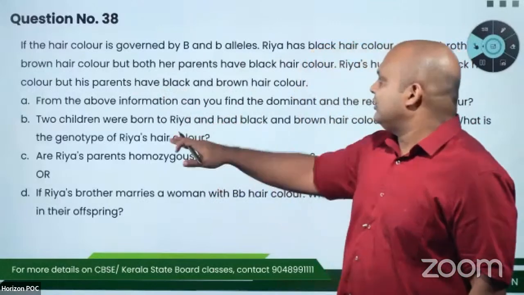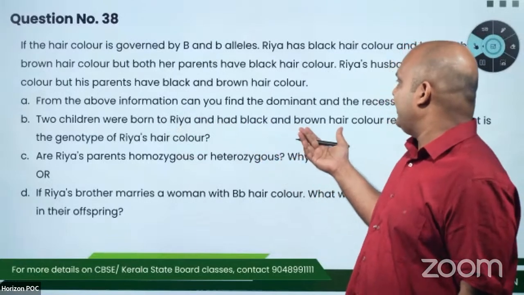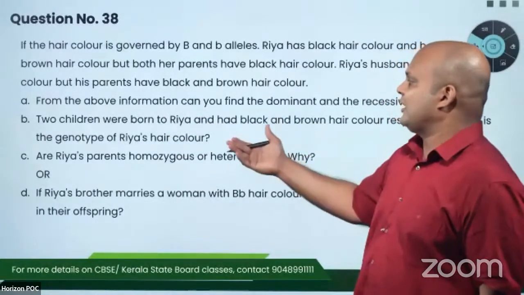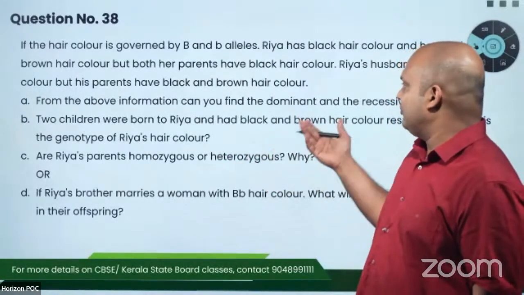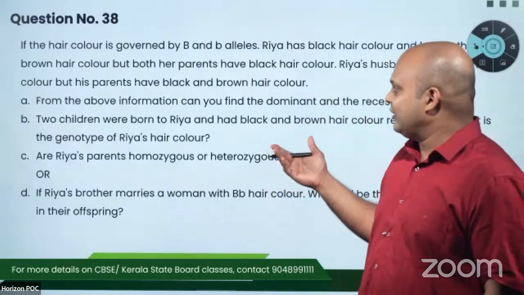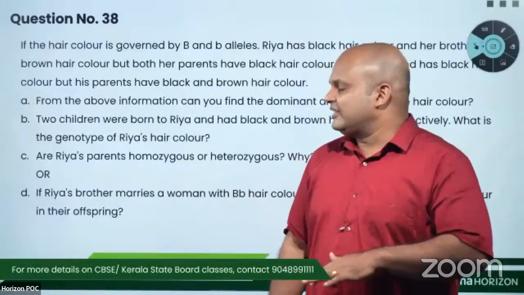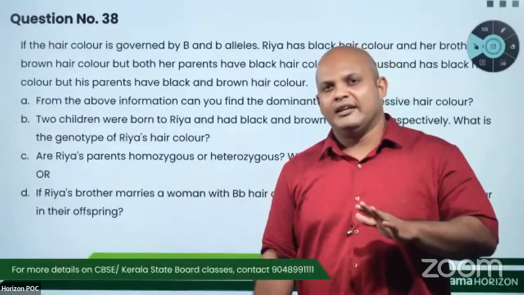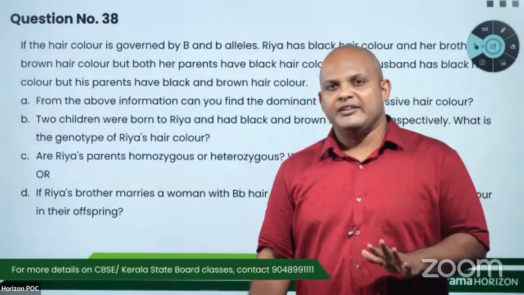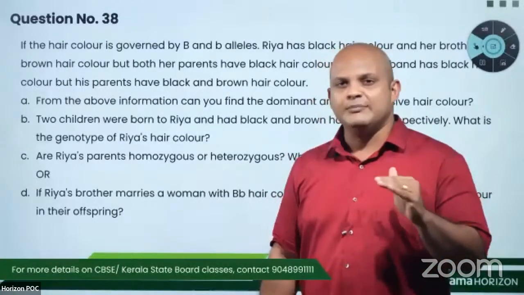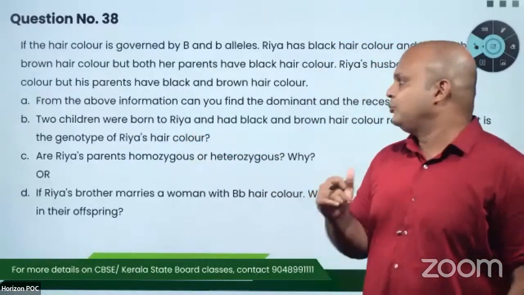On the other hand, what they have also asked here is, two children were born to Ria and had black and brown hair color respectively. What is the genotype of Ria's hair color? So Ria clearly has the potential to have brown-haired children. This can only happen if Ria herself carries a recessive gene for brown hair. Because let's say Ria did not have a recessive gene. In that case, both of her genes from both parents would be capital B, in which case it would be impossible for Ria to have any brown-haired children. So in this case, the genotype of Ria's hair color will be capital B, small b.